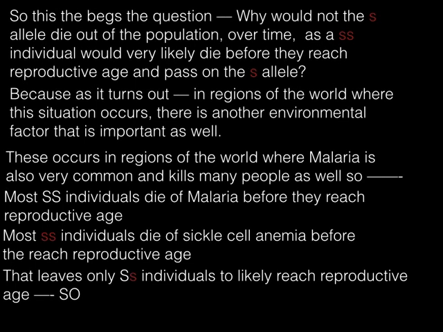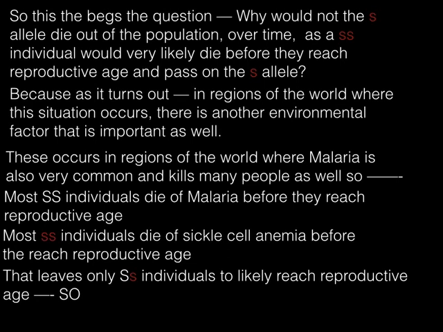So this begs the question: why would the recessive allele not die out in the population over time? A homozygous recessive individual would likely die before reaching reproductive age and not pass on that allele. So slowly over time, as more and more of these alleles die out of the population, they'd be gone.